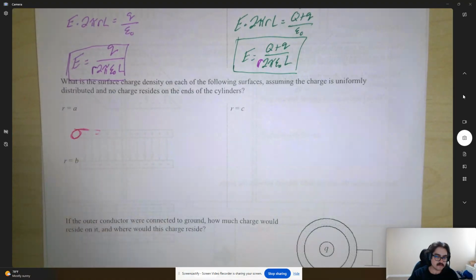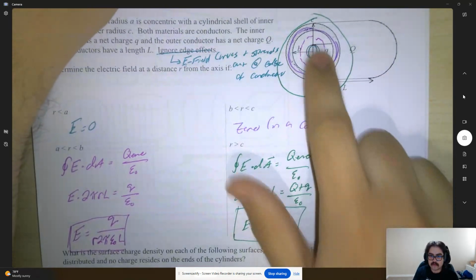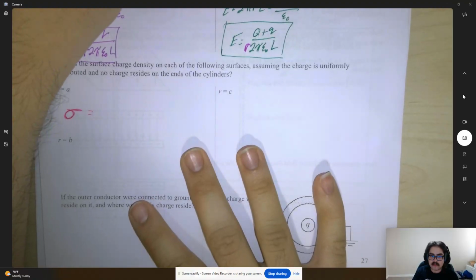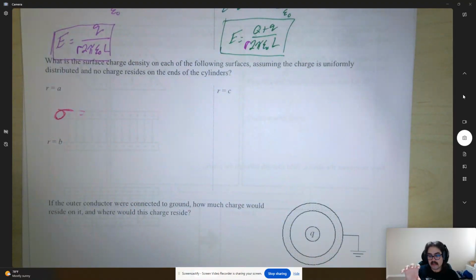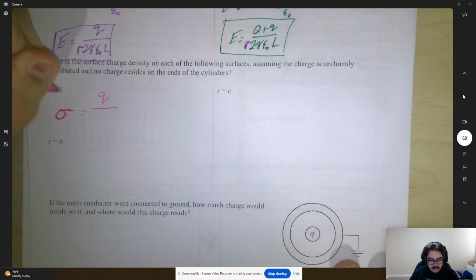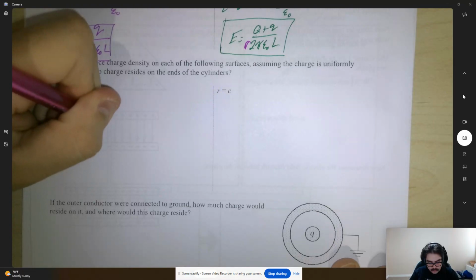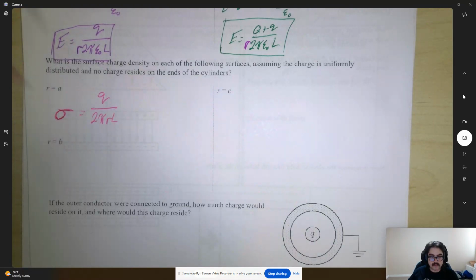We do use this sometimes for charge density. This is going to be the charge per area. So you take the charge that you have on it, little q, and divide it by the surface area that charge resides on, which is going to be the length of the cylinder. So the total charge is little q, divided by 2 pi RL, which is the surface area of that cylinder.